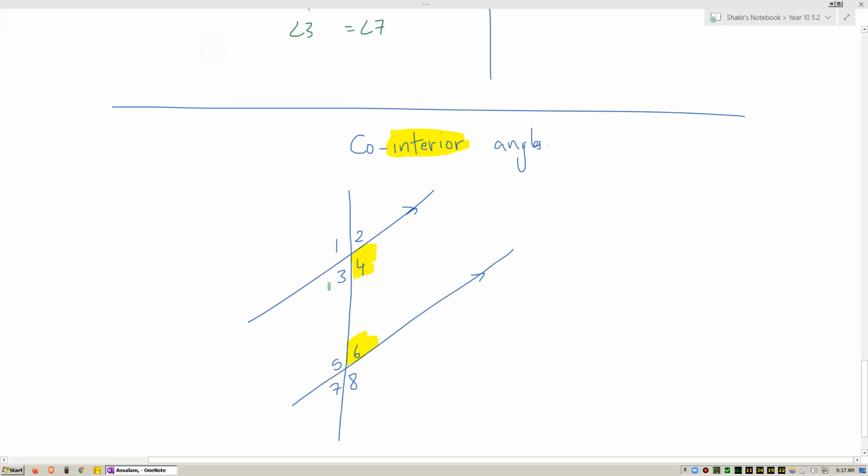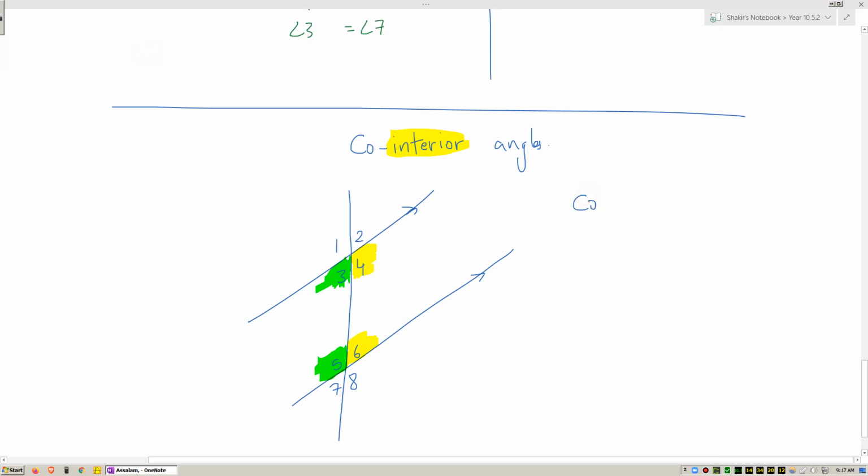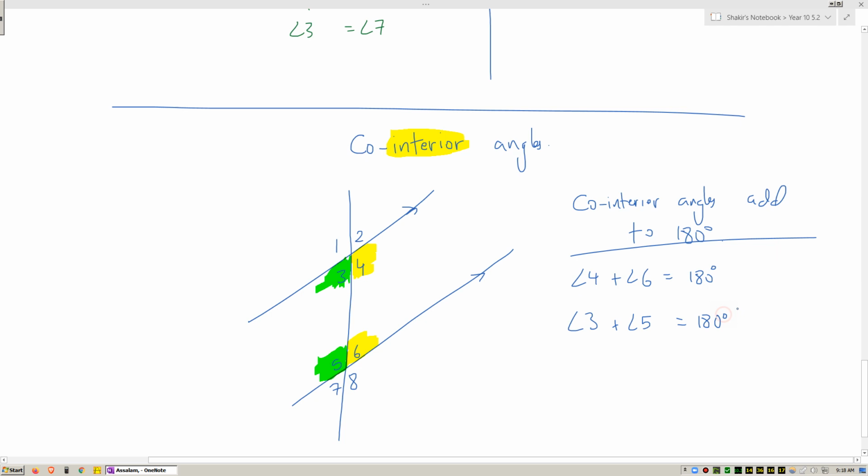And 3 and 5 are also on the inside together with each other. 3 and 5 are together on the inside with each other, and 4 and 6 are on the inside with each other. And so cointerior angles add to 180 degrees. And what angles are there? So angle 4 plus angle 6 equals 180 degrees. And angle 3 plus angle 5 equals 180 degrees as well.